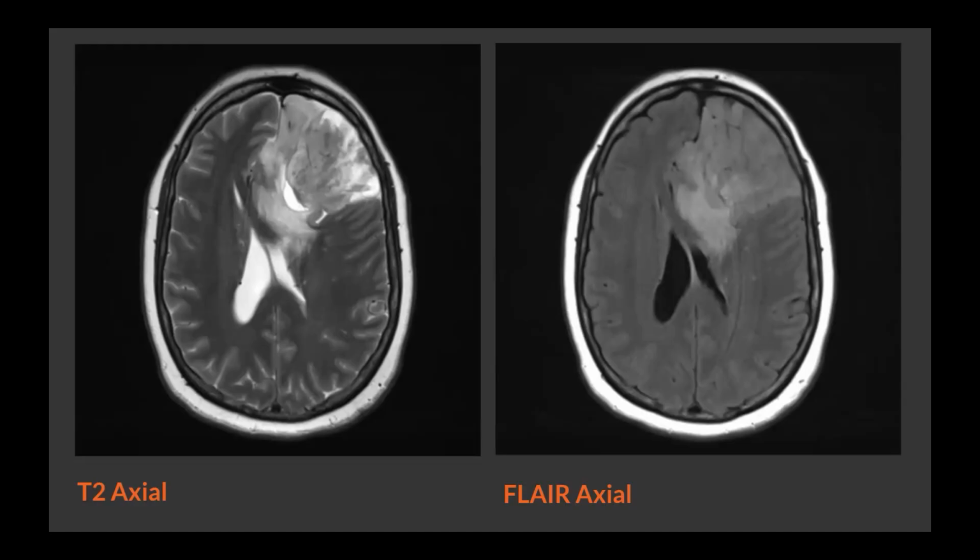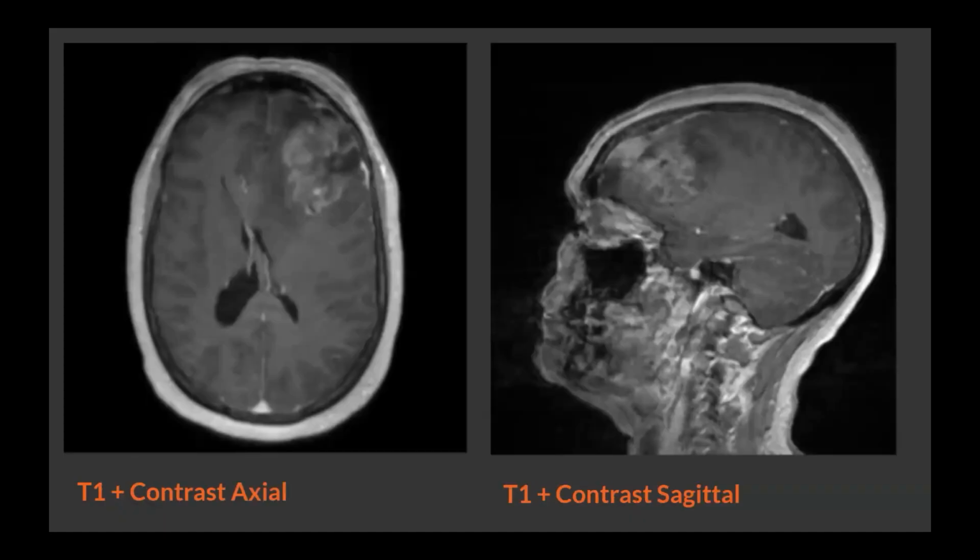So these are T2 axial and FLAIR axial. If you see, the lesion is hyperintense on T2, it is still hyperintense on FLAIR, and the core is hyperintense as well. The core is not changing to hypointense, which would be the T2 FLAIR mismatch sign. So this imaging pattern is showing us that this is an oligodendroglioma and not an astrocytoma.